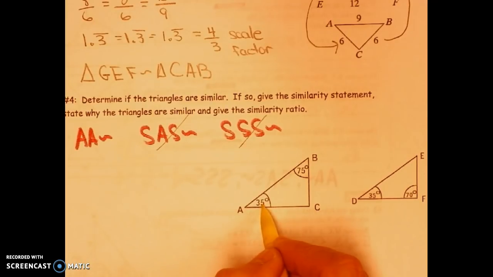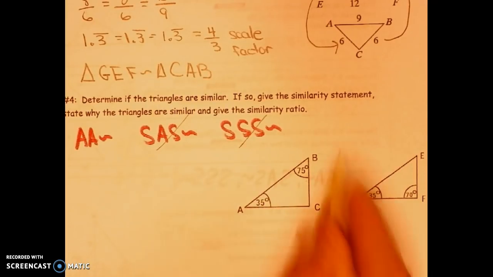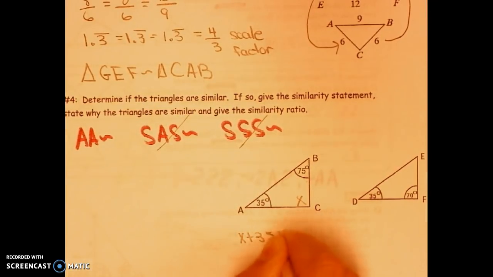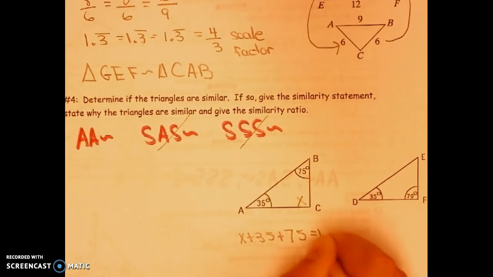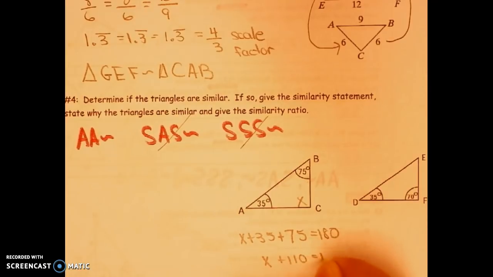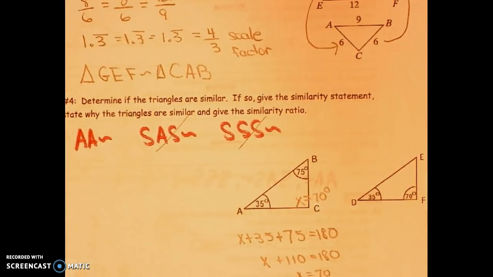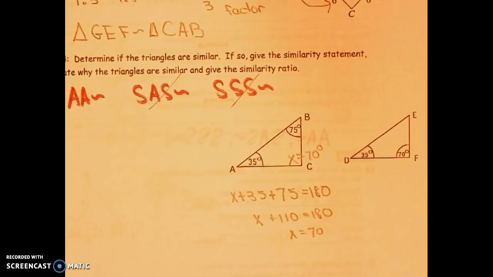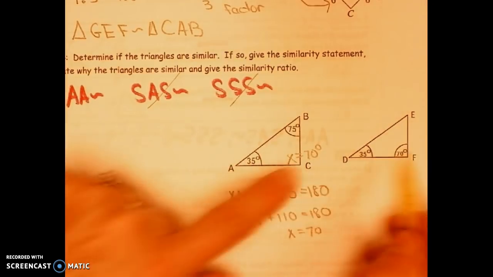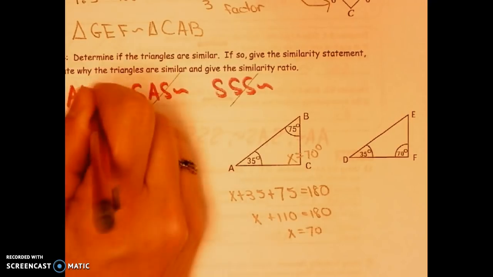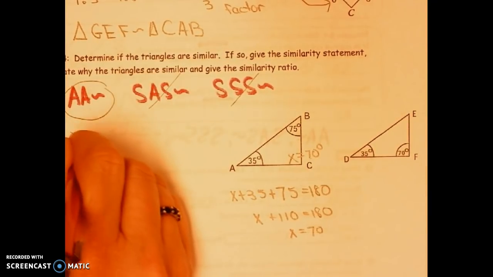We've got 35 degrees here, 75 here. If I think about this would be an x, I've got x plus my 35 plus my 75 has to equal 180. When I solve this, we end up with x is equal to 70 degrees. So all I need between the two triangles is two of the angles to be congruent. In this case, I've got a 35 and I have a 70. So that means this is a yes. Our reason is angle, angle.